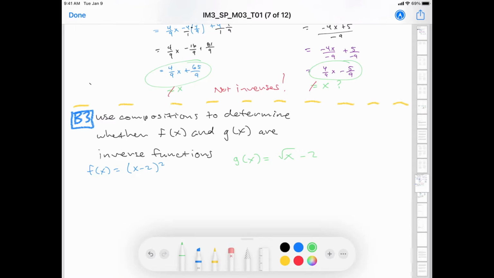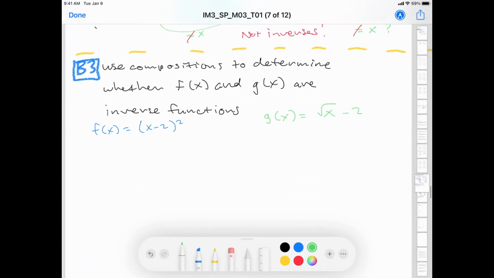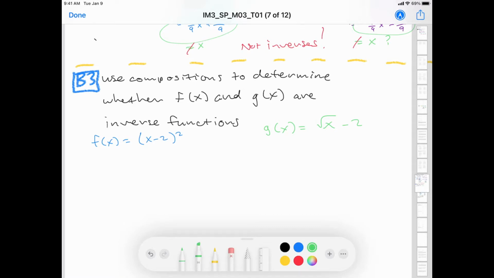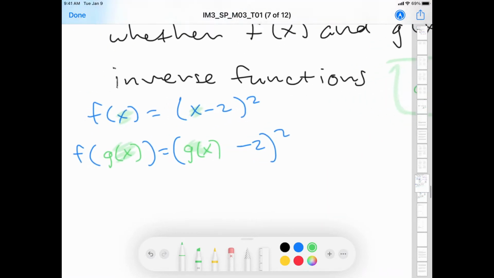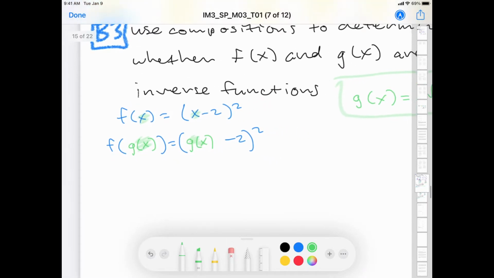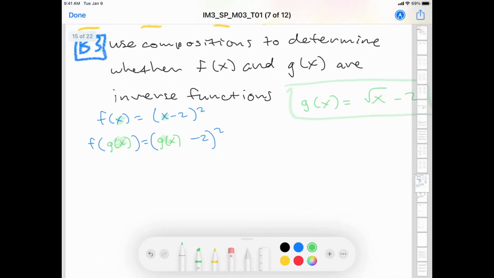B3, let's see if these are inverses. I'm basically just going to take the g of x and put it for every x value. So you're going to put a g of x here, g of x here. These are called compositions. Instead of writing g of x, we are going to write square root of x minus 2.